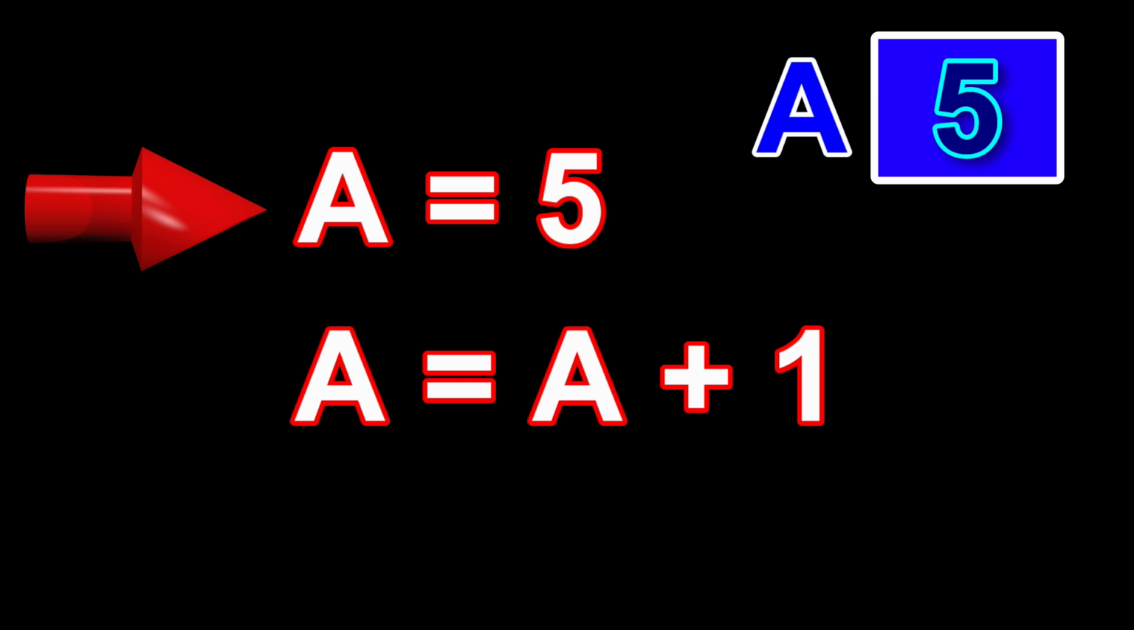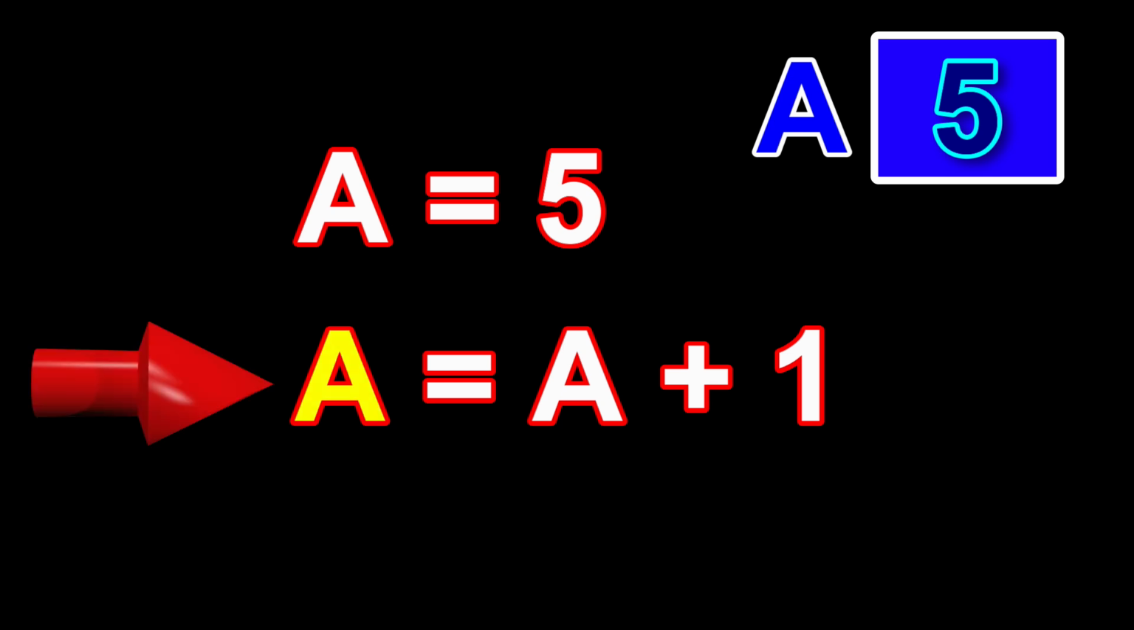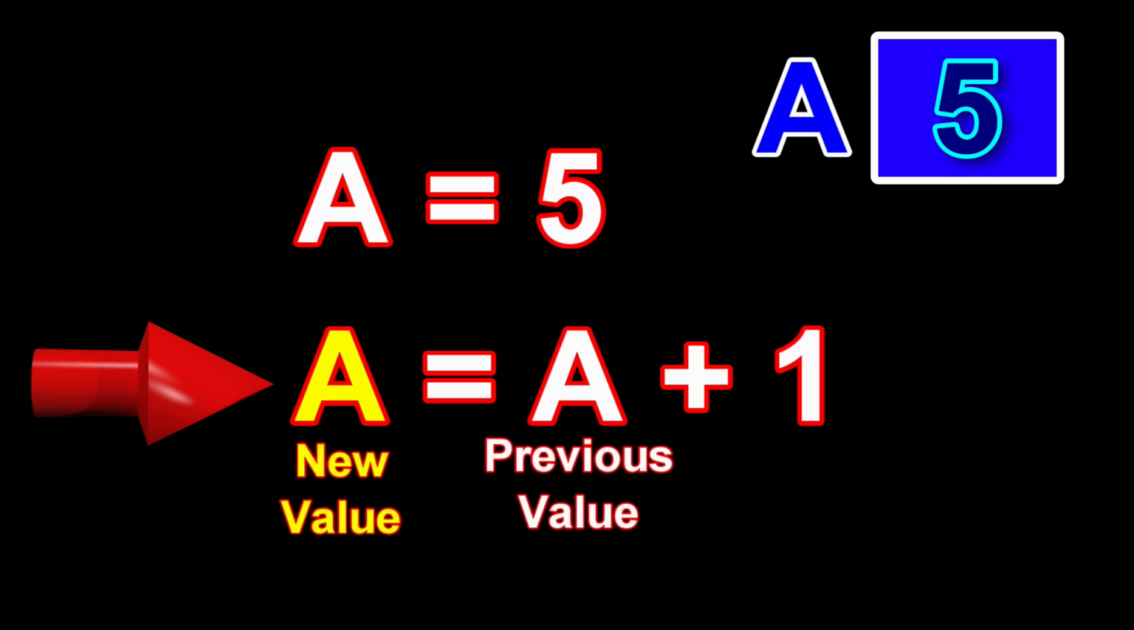Then, we execute the second statement, which will change the value in the variable a from its previous value into a new value. The program first evaluates the right side of the equal sign, using the previous value of a. The program then assigns the result to the new value of a.